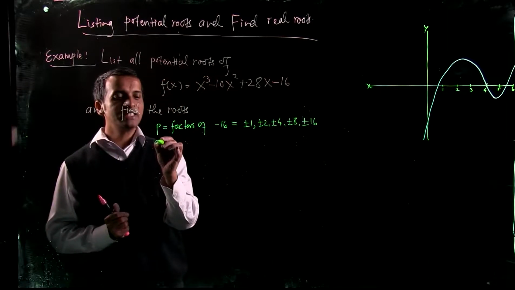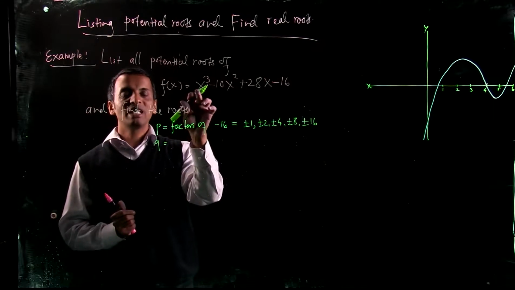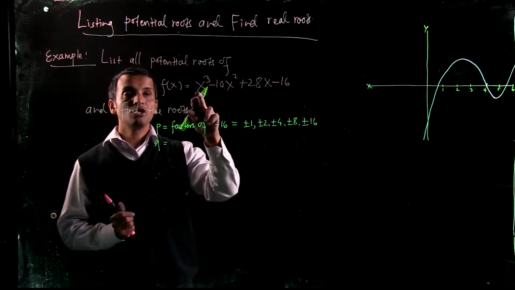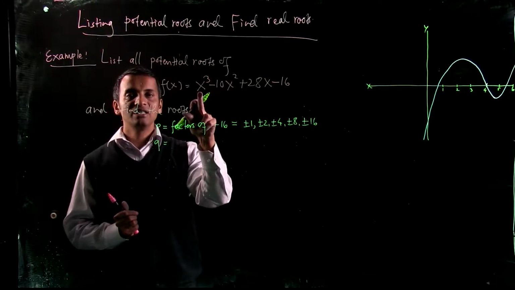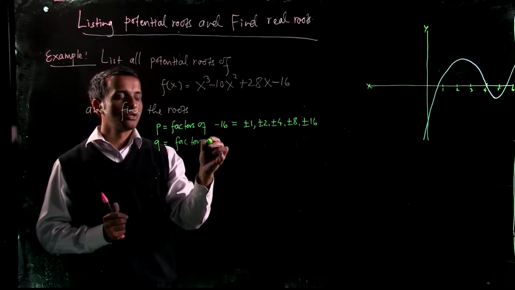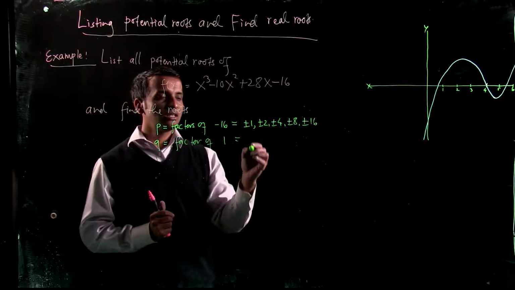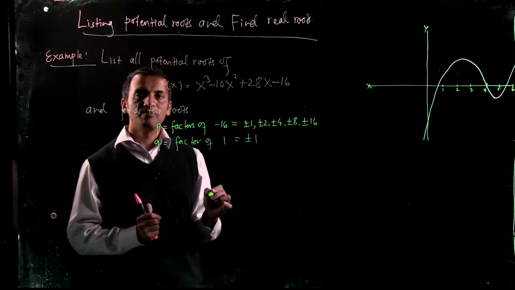And we also list Q. So Q is the factors of the leading coefficient, the number that multiplies the highest degree term, that is a factor of 1 in this case. Okay, so what are those factors? So plus minus 1 only.